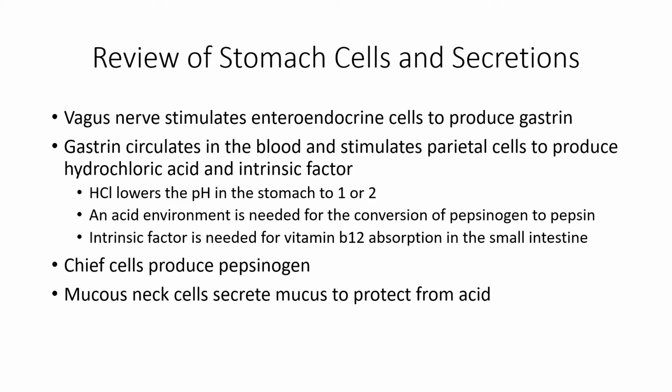As an aside here, chief cells, also in those gastric pits, are the ones producing the pepsinogen. What type of pH is necessary to convert pepsinogen, which is an inactive form, to pepsin, the active form that helps us to break down proteins? Okay, that would be an acid pH, somewhere around 1 or 2.